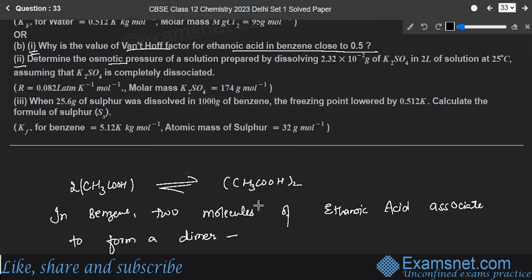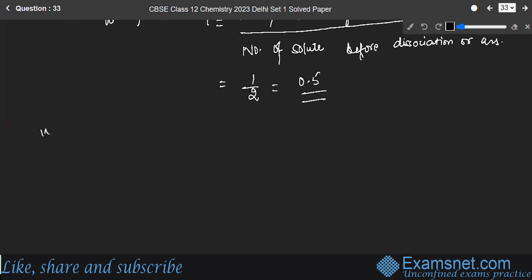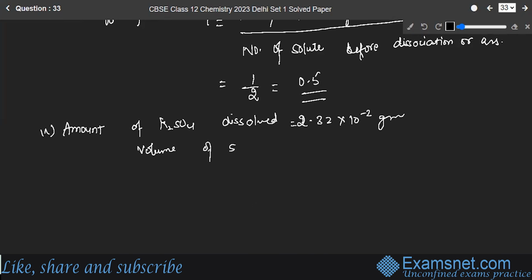Determine the osmotic pressure of a solution prepared by dissolving this much of potassium sulfate in 2 liters of solution at 25 degrees Celsius, assuming that potassium sulfate is completely dissociated. Here you have R is this, molar mass of K2SO4 is equal to this. Okay, first of all, the amount of potassium sulfate dissolved is given by 2.32 into 10 raised to power minus 2 gram. Volume of the solution is 2 liters. Temperature 25 degrees Celsius. Let's convert that into Kelvin.